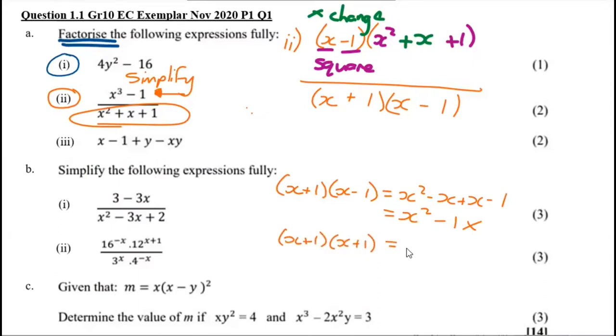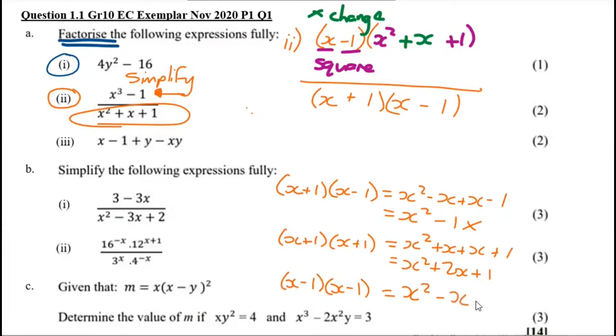Okay, 2 pluses. Let's have a look at 2 pluses. If I multiply that out, I'm going to get x squared plus x plus x plus 1, which gives me x squared plus 2x plus 1. Do you see? It is not the same as my denominator. Last one, if I try x minus 1 and x minus 1, I'm going to get x squared minus x minus x plus 1, which gives me x squared minus 2x plus 1.